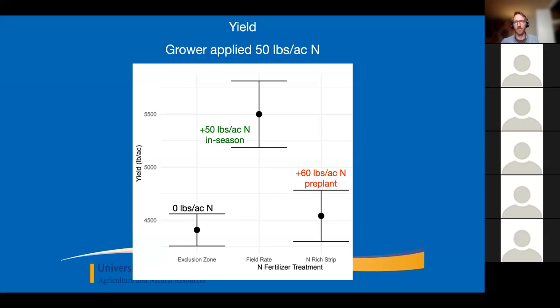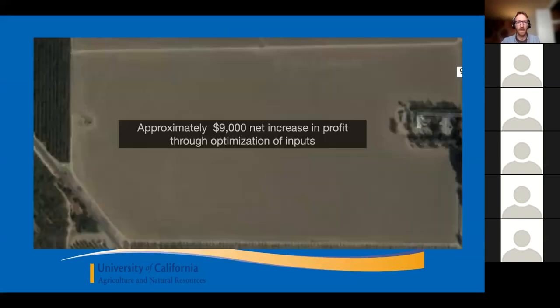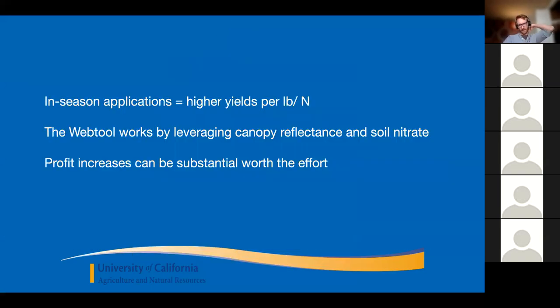And so this is a good illustration of where that in-season fertilizer becomes really important and can be very valuable, both in reducing your waste, but also maximizing whatever you're putting down by stimulating that biologic plant response. Okay, so the take homes for all of this before we go any further: the in-season applications give you higher yields per pound of N. The Webtool works by leveraging the canopy reflectance and the soil nitrate that we get in season. We get that information in season, and your profit increases can be substantial and are probably worth the effort.